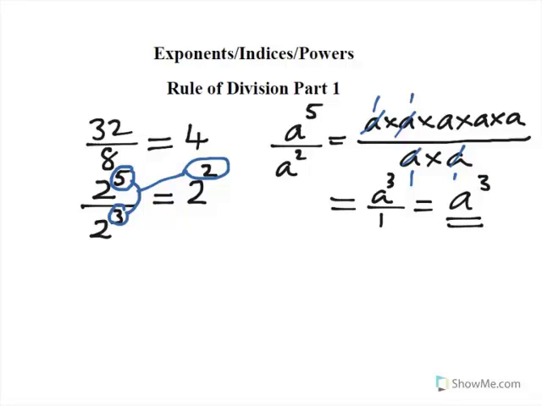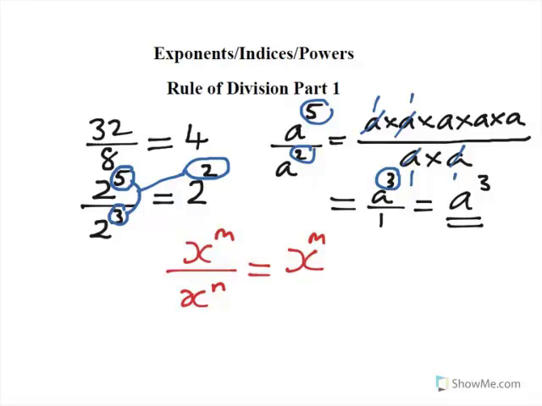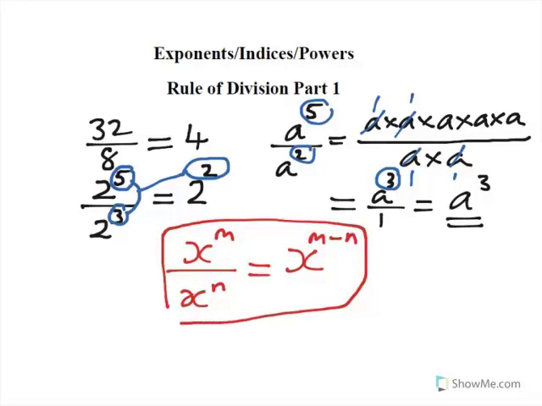You must write a cubed, not a cubed divided by 1 for an answer. It must be in the simplest form. So does the rule work? 5 take away 2, do we get 3? Well, the answer is yes, we do. So we can now generalize this and say if we have x to the power of m divided by x to the power of n, the answer should be x to the power of m minus n. And this is the rule of division or the law of division. If the base is the same when you divide, you subtract the powers, the top power, and so the power in the numerator minus the power in the denominator.